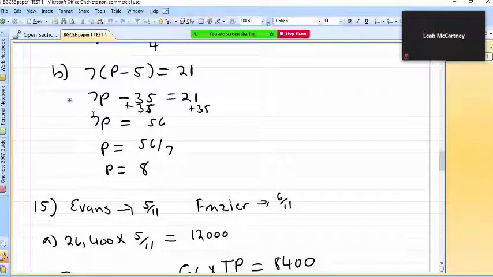So in this case, you would get 7p is equals to 21 plus 35. 21 plus 35 equals to 56. So 7p equals 56. Therefore, p is equals to 56 over 7. And that's how you solve this problem. And of course, you can quickly check it. If you put 8 back into the original equation for p, 8 minus 5 gives you 3. 7 times 3 equals 21. 21 is equals to 21, so we know we're correct.